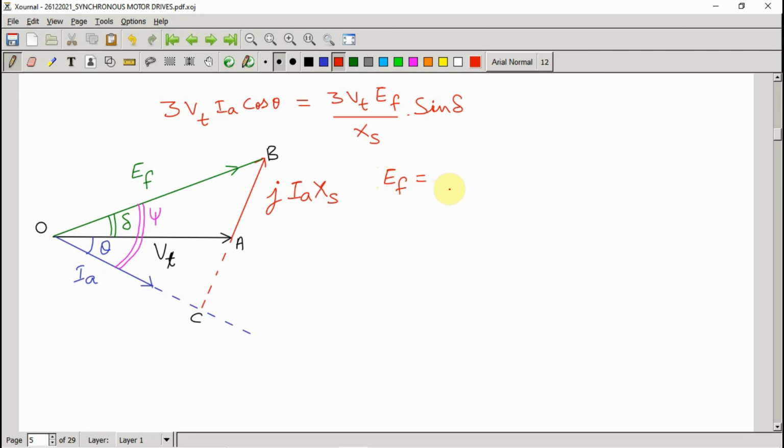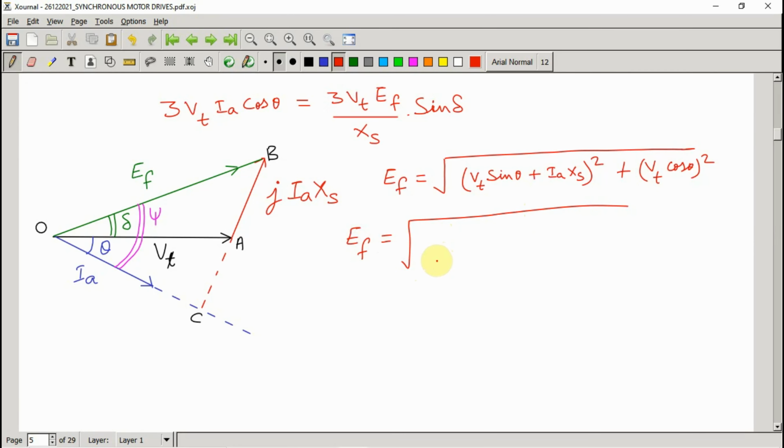From here we know what EF is. EF equals the square root of (Vt sine theta plus Ia into Xs), and we have to add these together. That will be AC plus AB, plus Vt cos theta, that means OC. So this is Vt cos theta, and the whole thing squared. So let me calculate.